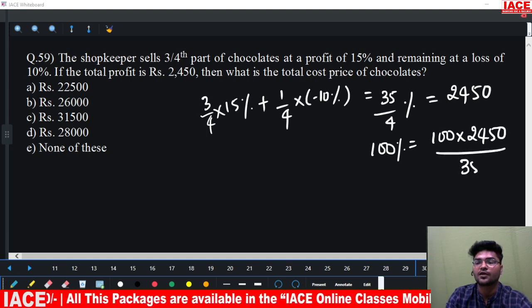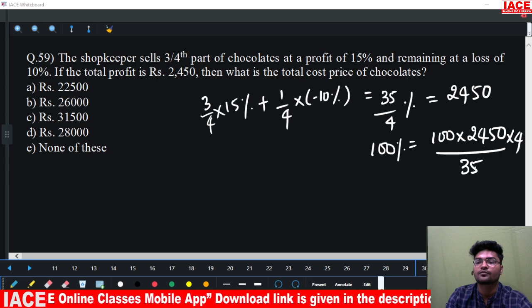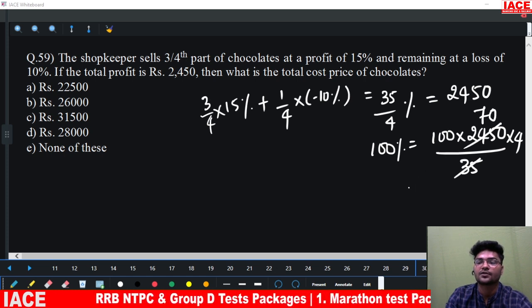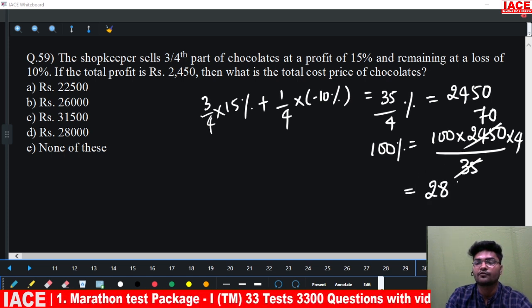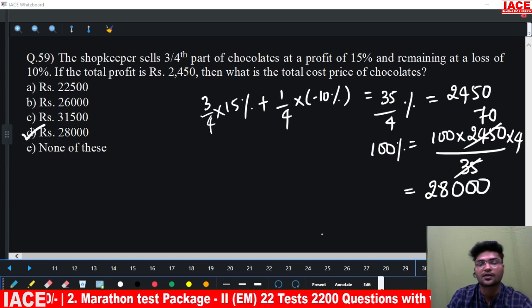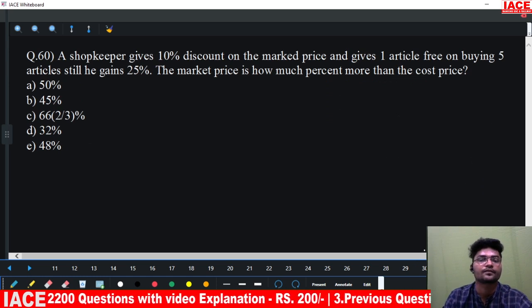So I have 35 and this is 4. So 35 ones and 35 70s. So 4 into 70. 4 into 7, 28 followed by 3 zeros. 28,000. 28,000 means option D is our correct answer.